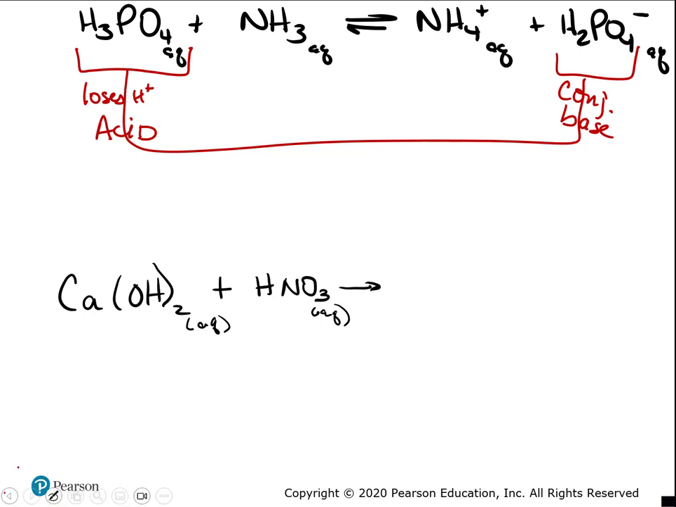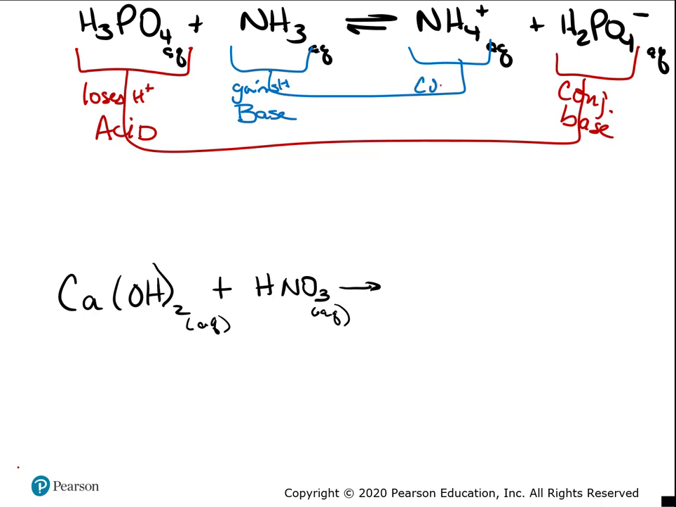So then if I look at NH3, the most similar molecule on the opposite side is NH4 plus. So what happened? If it gains a hydrogen ion, that makes this the base. But that means over on the product side, NH4 plus is the conjugate acid. Okay?